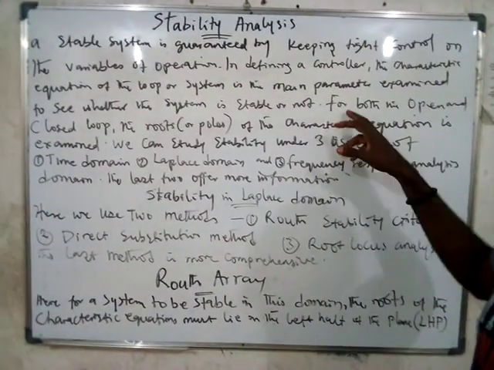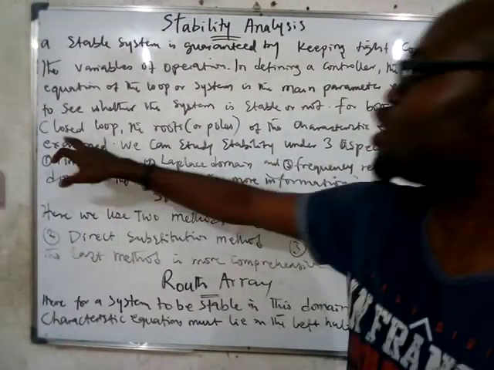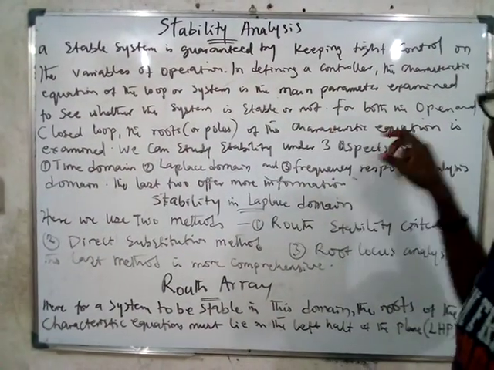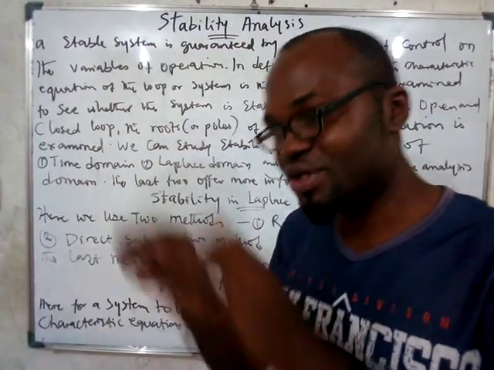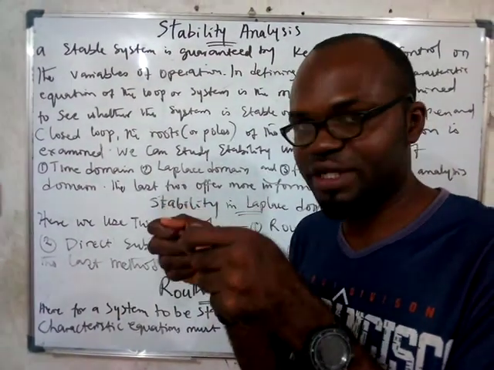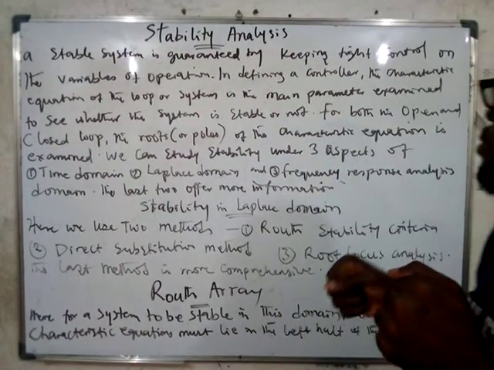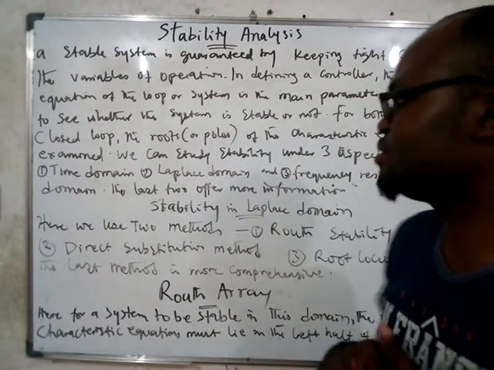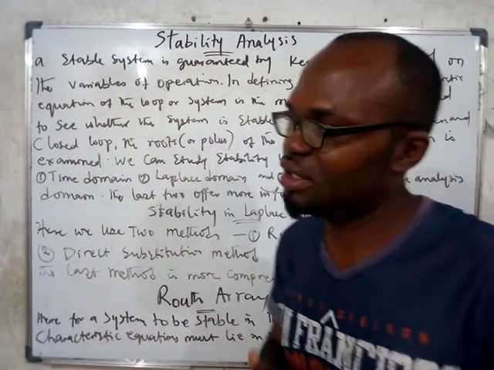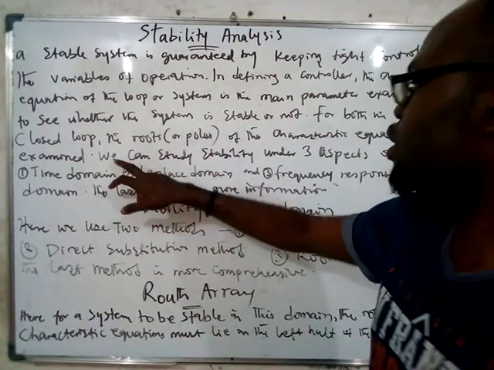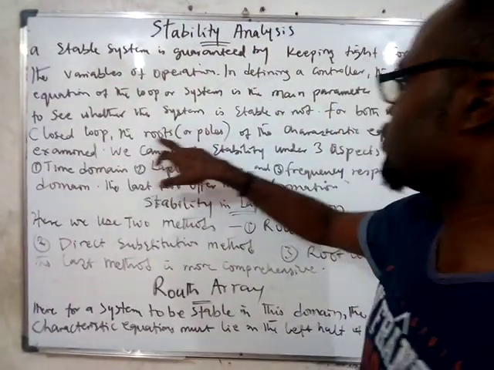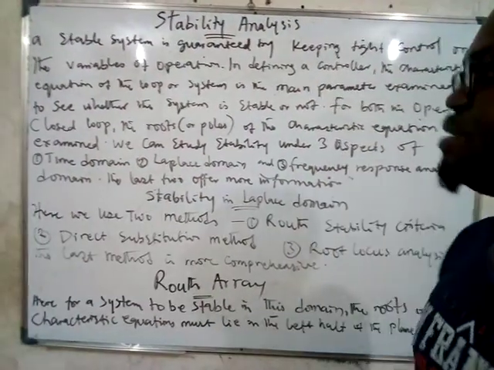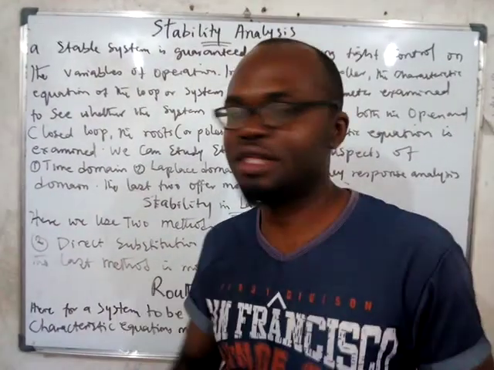Now, for both the open and closed loop, the roots or the poles of the characteristic equation are very, very important. The characteristic equation of the system is what you're examining. So the roots of both the open and closed loop are examined if you want to determine whether that system is stable or not. To study these roots or poles of the characteristic equation, we study it under three aspects.